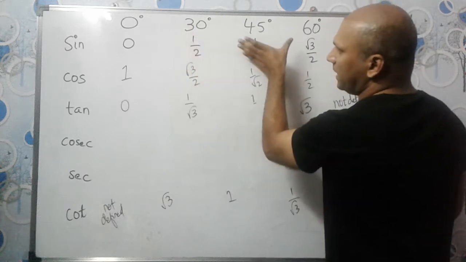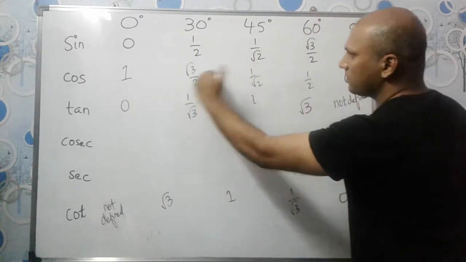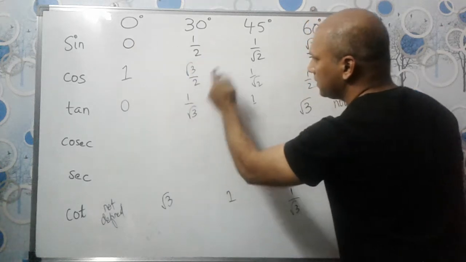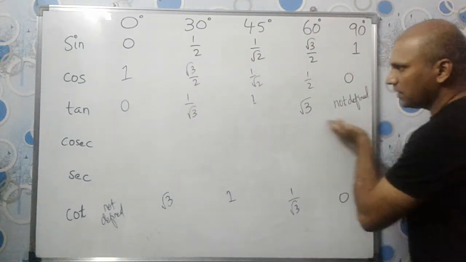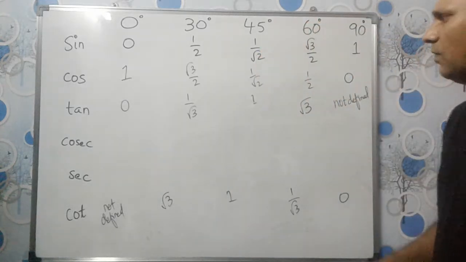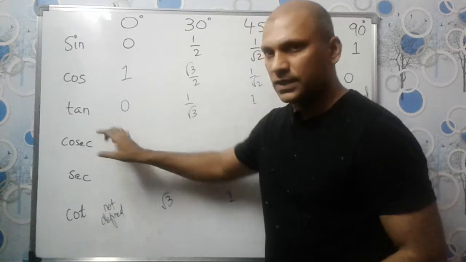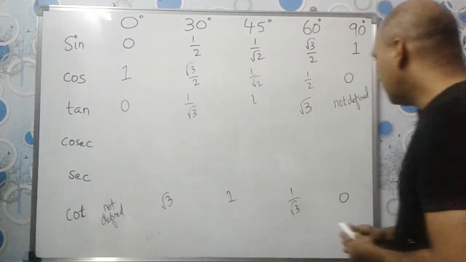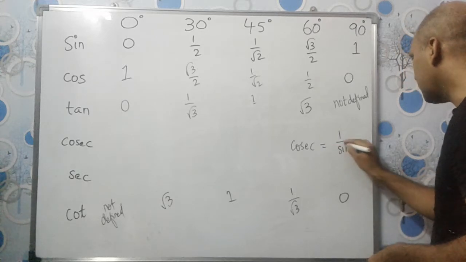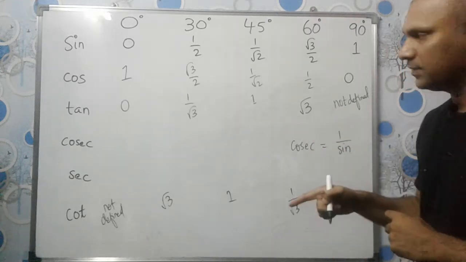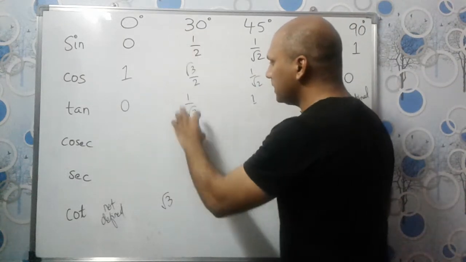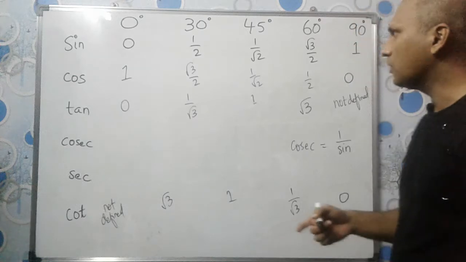So after writing sine, how did we write cos? The reverse of sine, and tan is division, sine divided by cos. And cot is the reverse of tan. Okay, and we also learned, let us write cosecant now. We also learned that cosecant is 1 by sine, so reciprocal of sine. That means if sine is 1 by 2, cosecant will be 2 by 1, reciprocal.